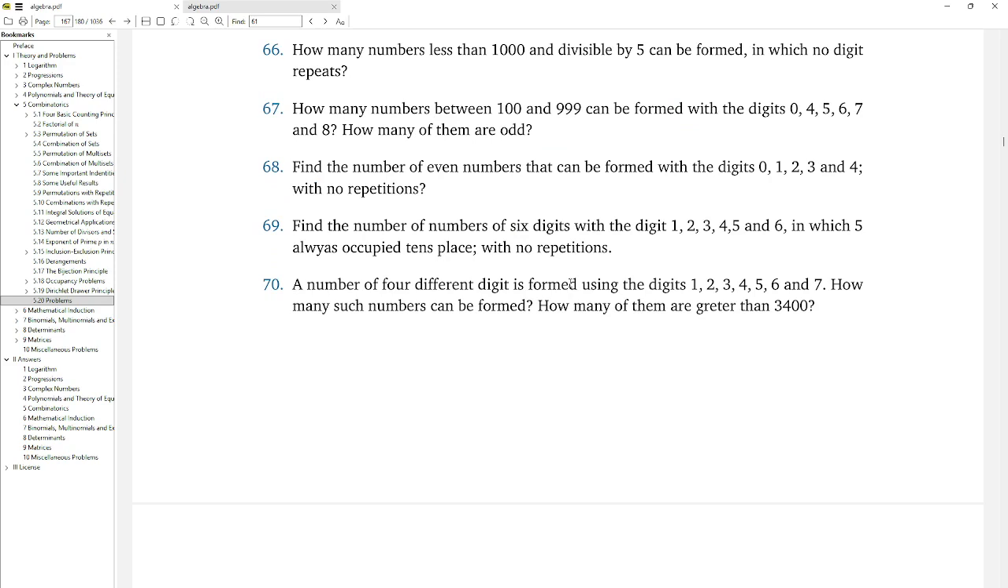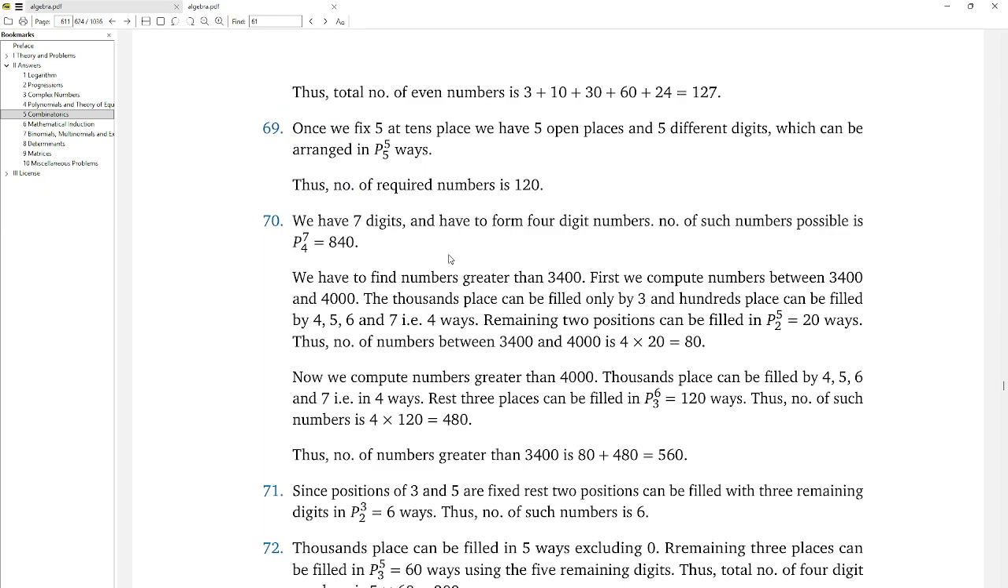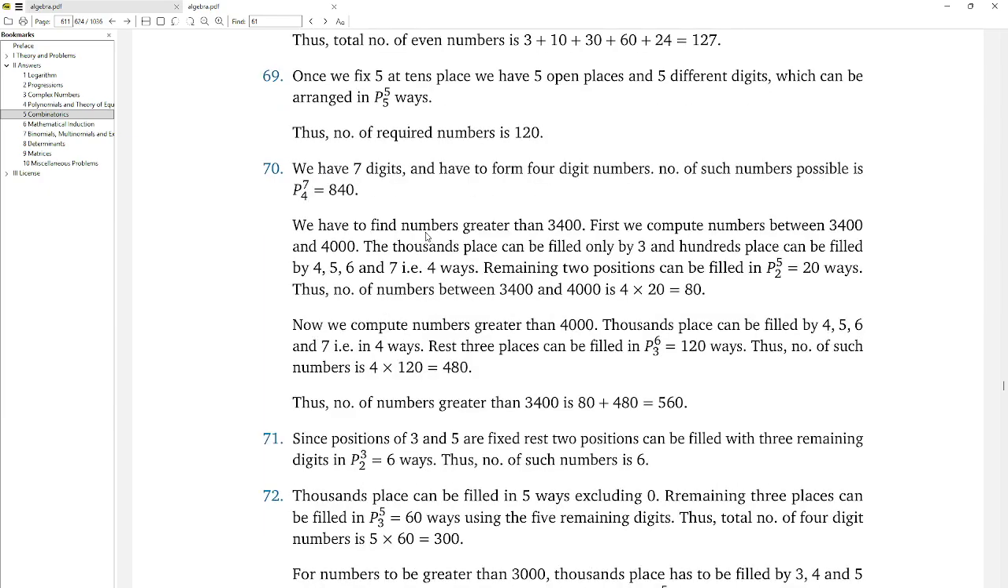Question 70 says that a number of 4 different digits is formed using the digits 1, 2, 3, 4, 5, 6, and 7. How many such numbers can be formed? How many of them are greater than 3400? So we have 7 digits and we have to form 4-digit numbers. The total number of such numbers is 7P4, that is 840.